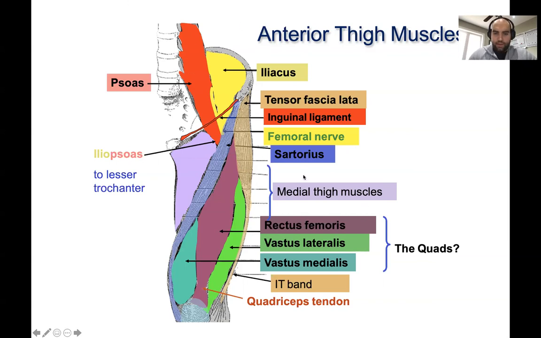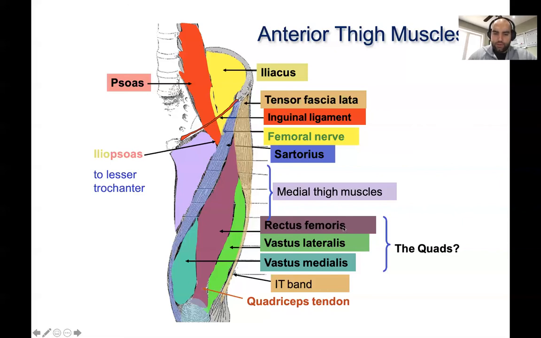Okay, and then we've got the muscles of the quads. We've got rectus femoris, which is the one down the middle over here. We've got vastus lateralis, which is the lateral muscle over here, and we've got the vastus medialis, which is the muscle over here. And the names kind of give you a bit of a hint as to what they do.